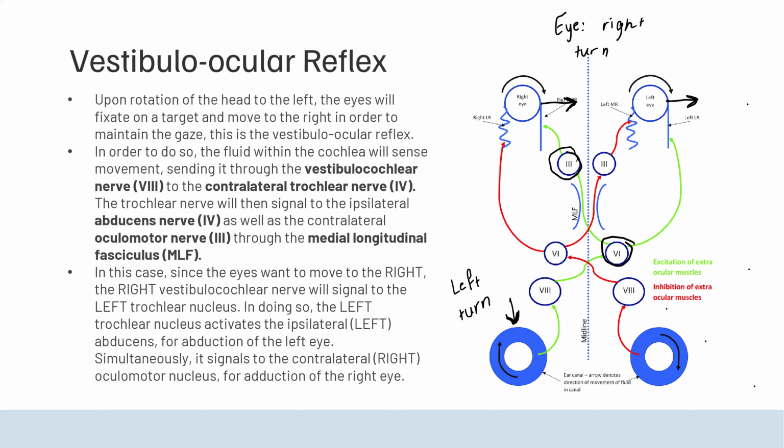So we have our LR6. Okay. Now, everything that's happening here has to communicate to each other, right? And since this abducens nucleus is not on the same side as everything else that's happening, we need to have the sort of connection that links between the two. So what happens is that the abducens nucleus will communicate with the oculomotor nucleus through this MLF. Is that clear?